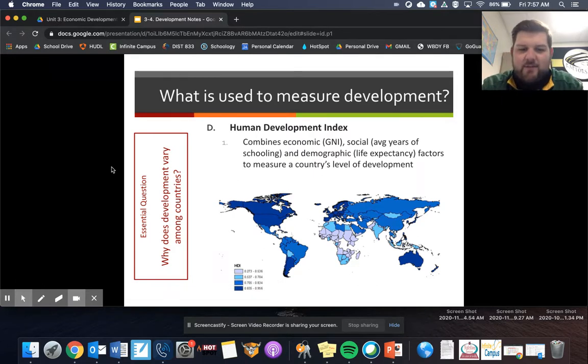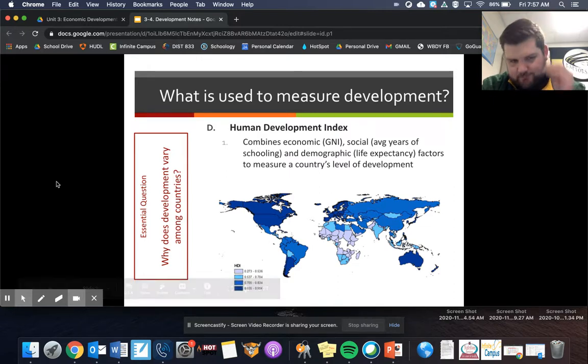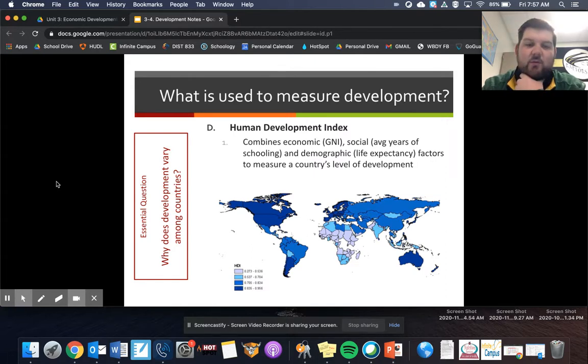So if you see down there at the very bottom, you can see that the highest is 0.956. And so that's your dark blue countries: United States, Canada, Western Europe, okay? But it combines all of those factors to give us what level of development a country is. And then we group it into LDC or MDC. Okay, highest possible is 1, as I just said.